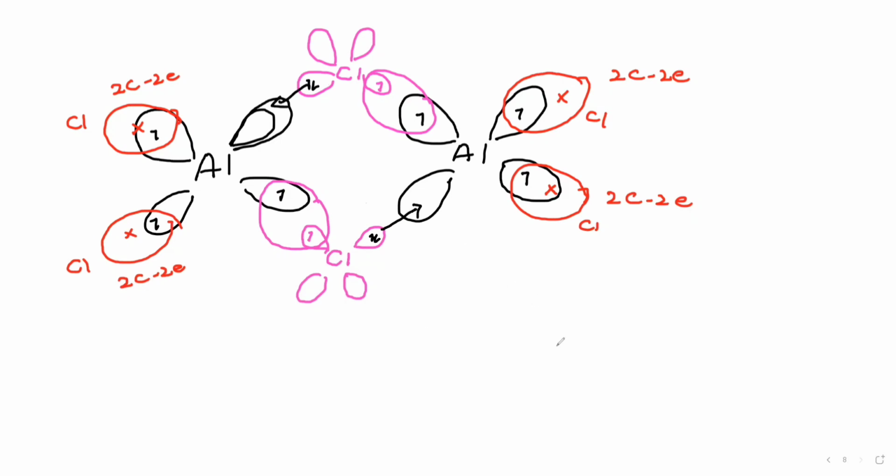Please note the diagram. Here, same. Here aluminum. Here also aluminum. Here 4 lobes: 1, 2, 3, and 4.